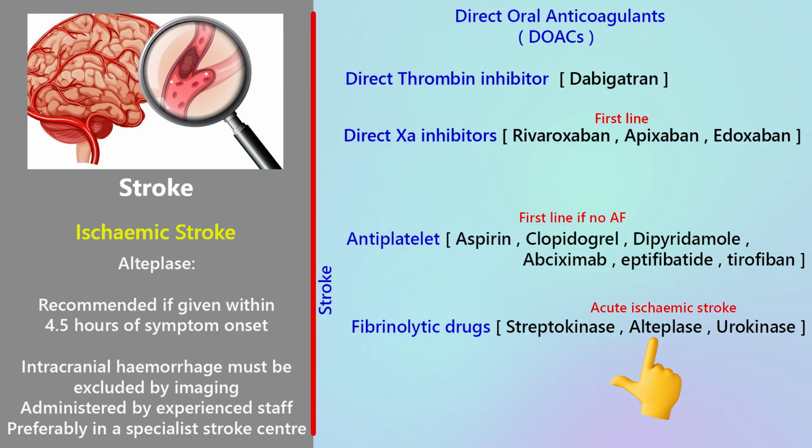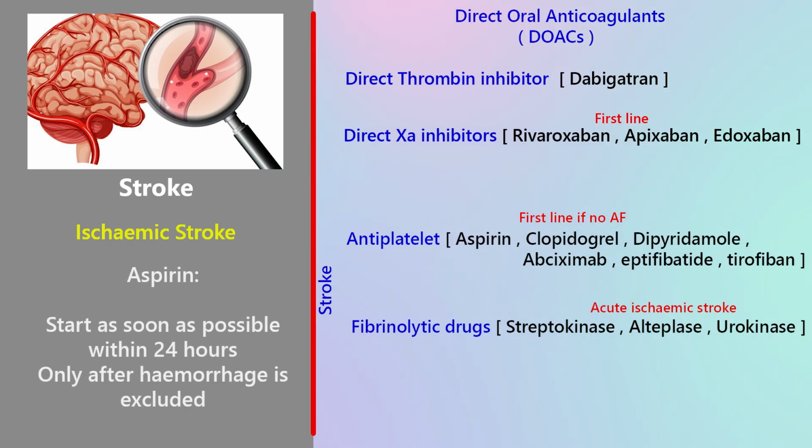Before giving it, intracranial hemorrhage must be excluded by imaging. It must be given by experienced staff, preferably in a specialist stroke center. Never forget this sequence. Exams love it. Now about aspirin. Aspirin should be started as soon as possible, within 24 hours, but only after hemorrhage is excluded.